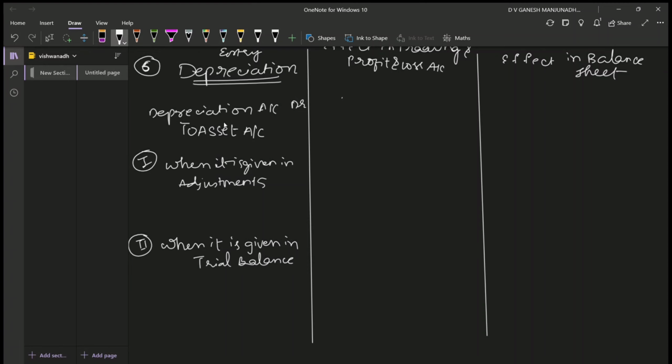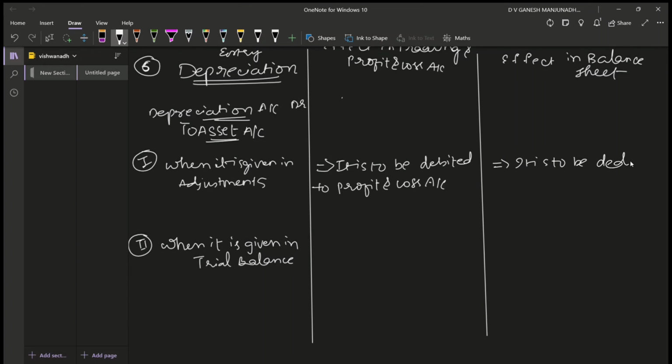As it is depreciation, I said this is a non-cash expenditure. That means it is an expenditure, so it is to be debited to profit and loss account, like the maintenance charges I have already mentioned. And as it is a decrease in the value of an asset, it is to be deducted from the respective asset in the balance sheet.